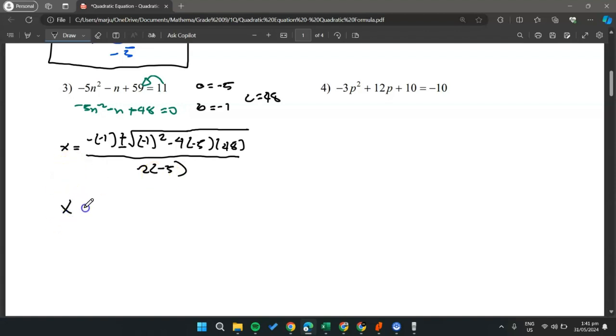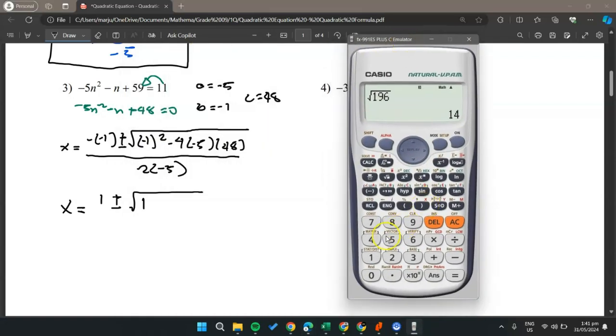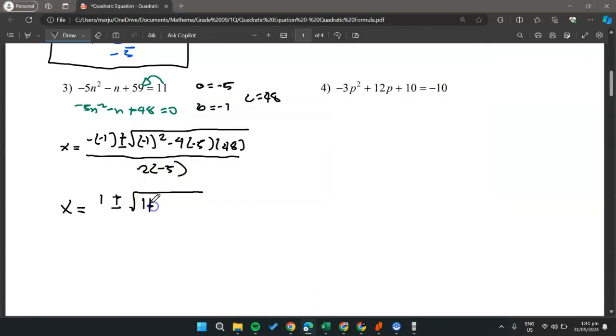So we will get now negative of negative 1, that's 1, plus minus negative 1 squared is 1. And then we'll have negative 4 times negative 5, that is 20, times 48, that is just 96. No, that's 960. Sorry, that's 960. Let me just try 48 times 20. It's 960, right? Alright, so that is plus 960 all over negative 10.